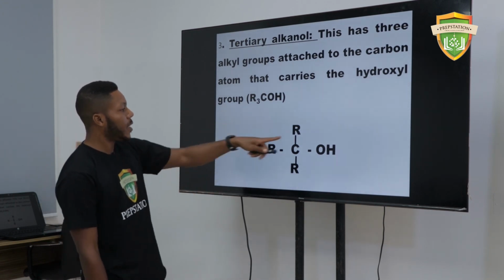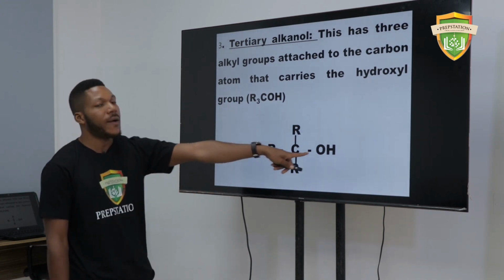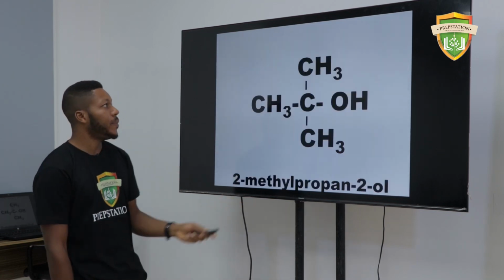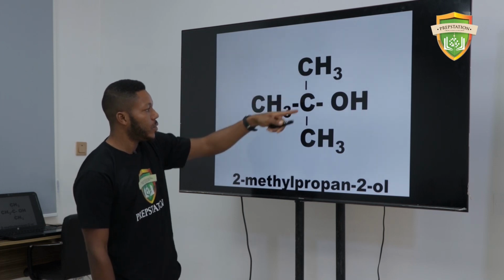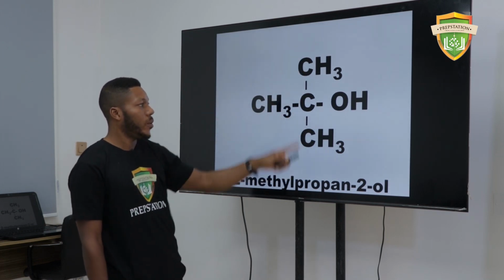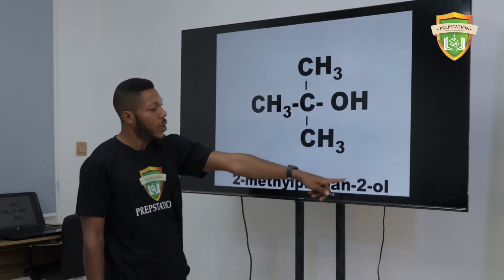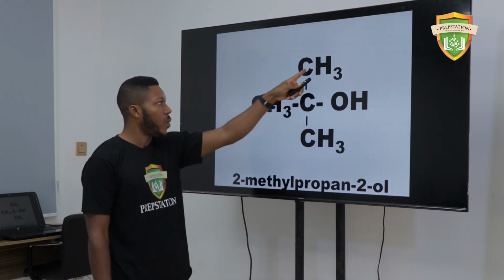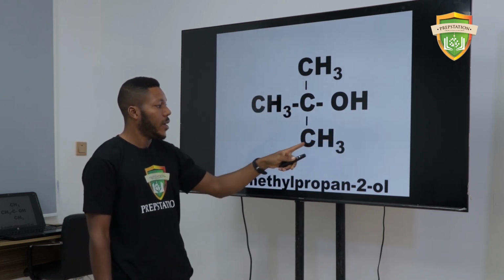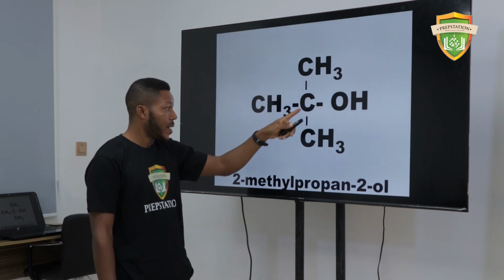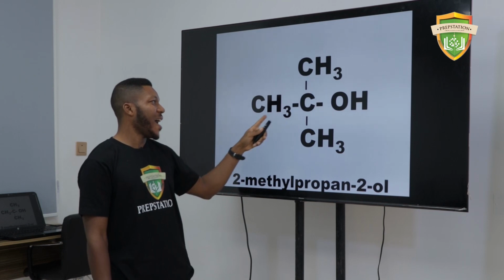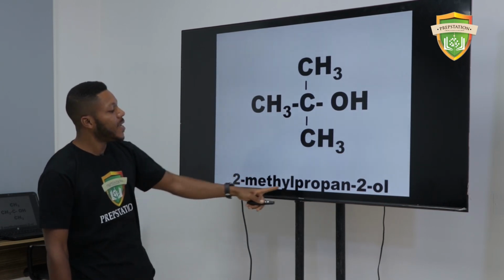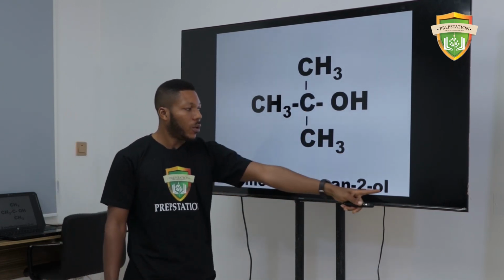Then the last one is tertiary alkanol. We have three alkyl groups attached to the carbon that carries the OH. Example, 2-methylpropan-2-ol. This is 1, 2, 3. This is propan-2-ol because OH is added to carbon 2. This is carbon 1, carbon 2, carbon 3. So carbon 2 carries the OH. Carbon 2 also carries all the alkyl groups. So we have 2-methylpropan-2-ol.